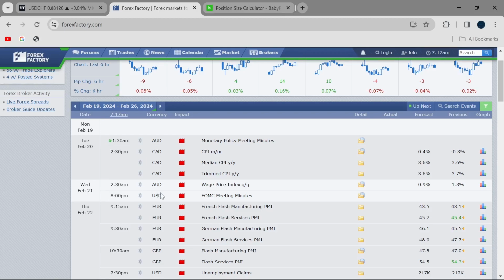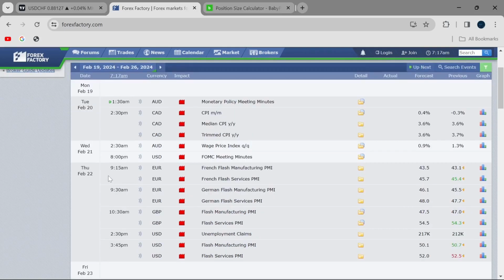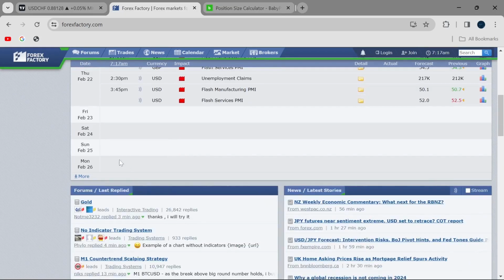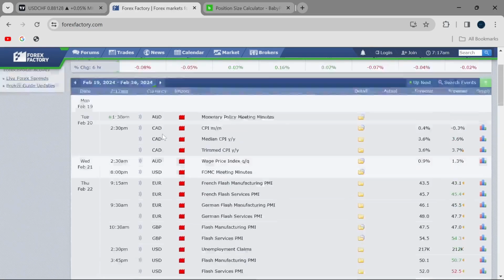But on Wednesday we have 8 p.m. news. I will not even be trading by that time, FOMC news. So we'll have news by 2:30 p.m. So I'll most likely be staying out of the market for the New York session, or maybe after the news if I see any opportunity I can trade. But that's that for the week, I guess.